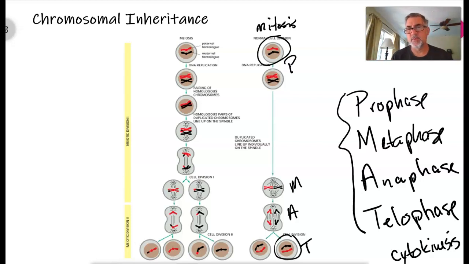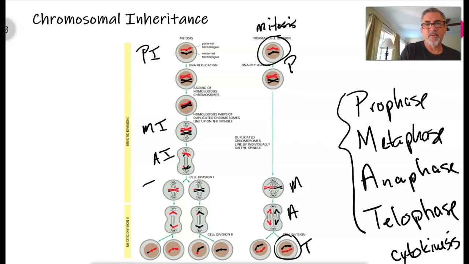So mitosis produces clones. So if you look at meiosis, right? So we have prophase 1, we have metaphase 1, we have anaphase 1, we have telophase 1, which they all show in this picture, right? So they kind of group these together.